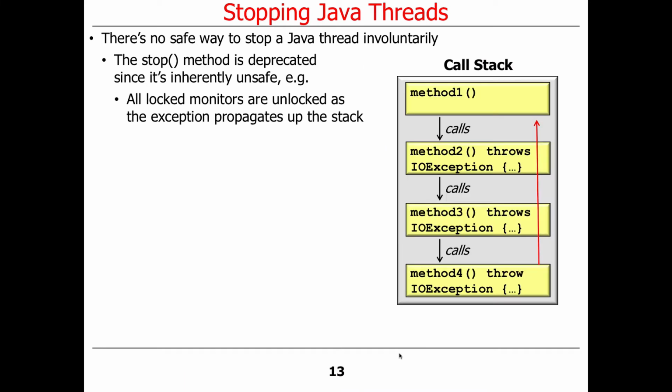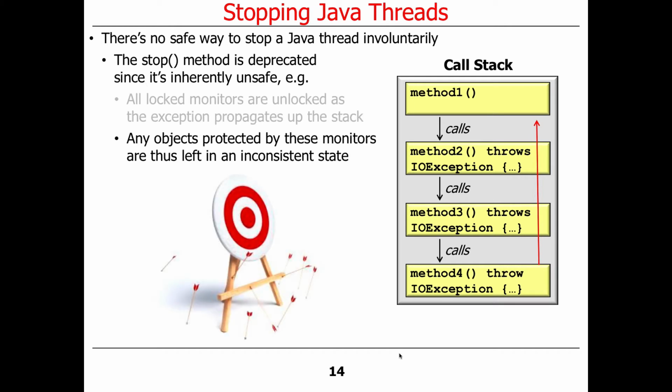Here are some of the things that happen. All the locked monitors are unlocked as the exception propagates up the stack, and therefore any objects that are protected by these monitors can be left in an inconsistent state. So just bad things will happen if you try to stop a Java thread by using stop, which is deprecated.